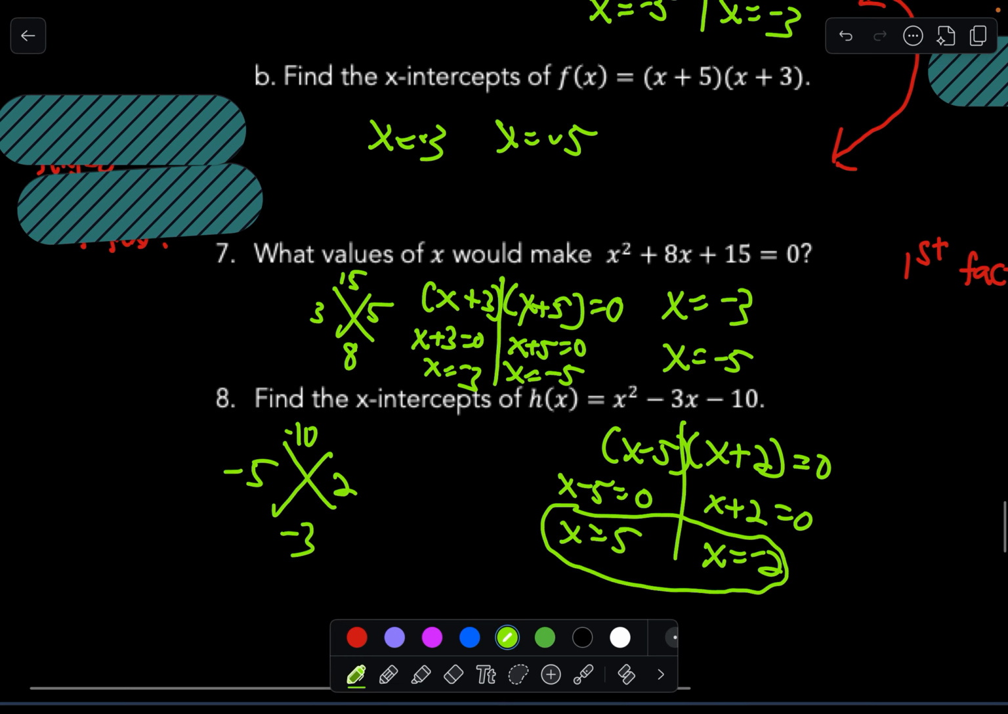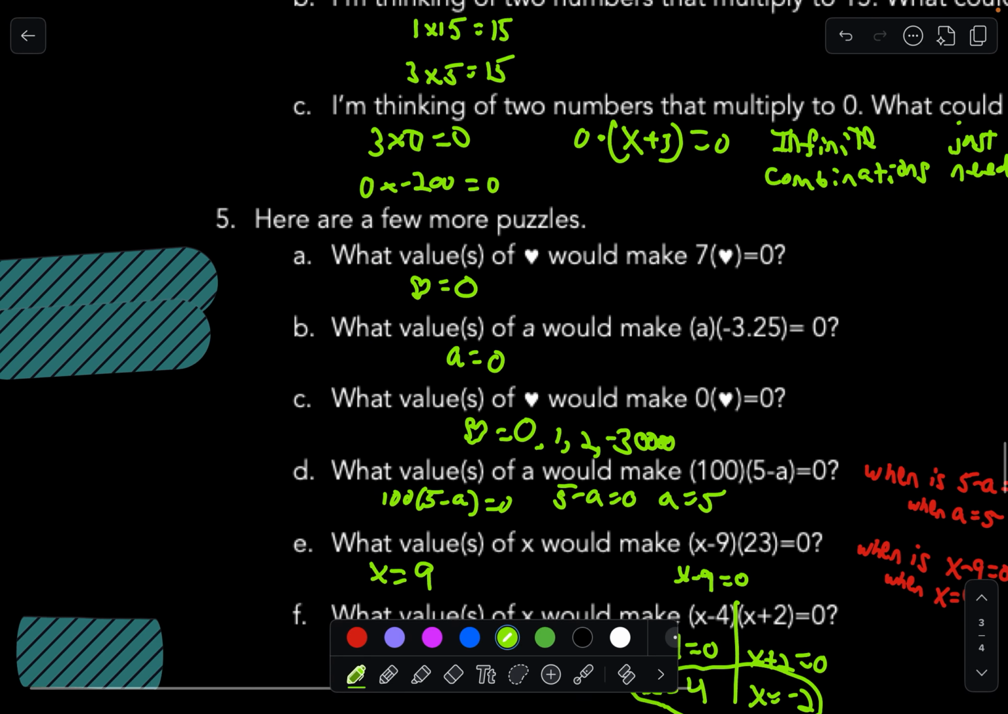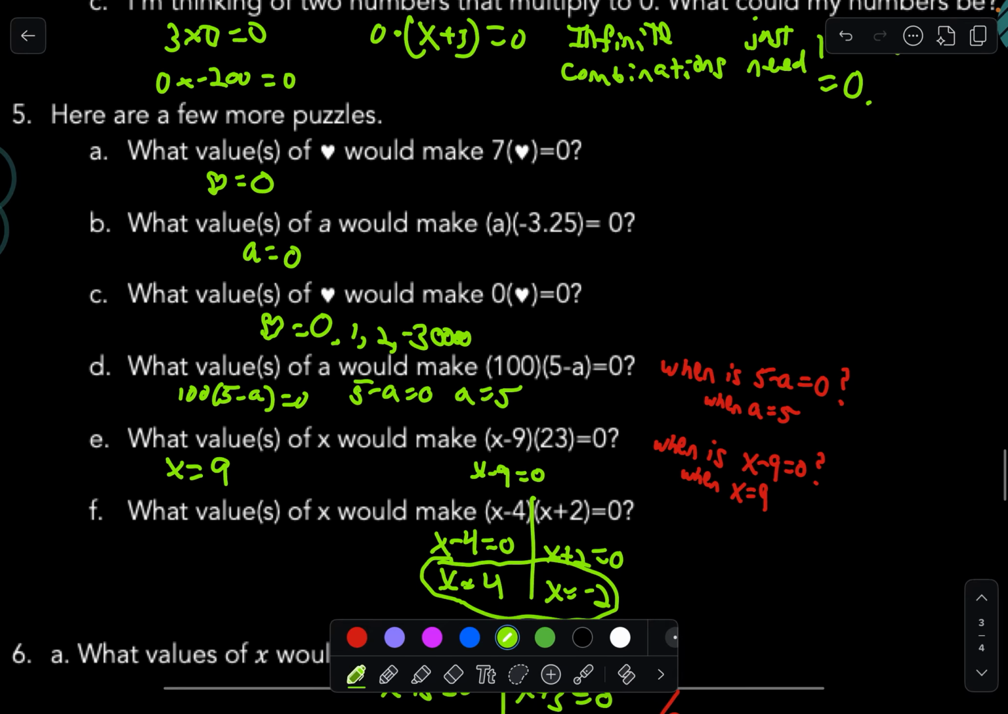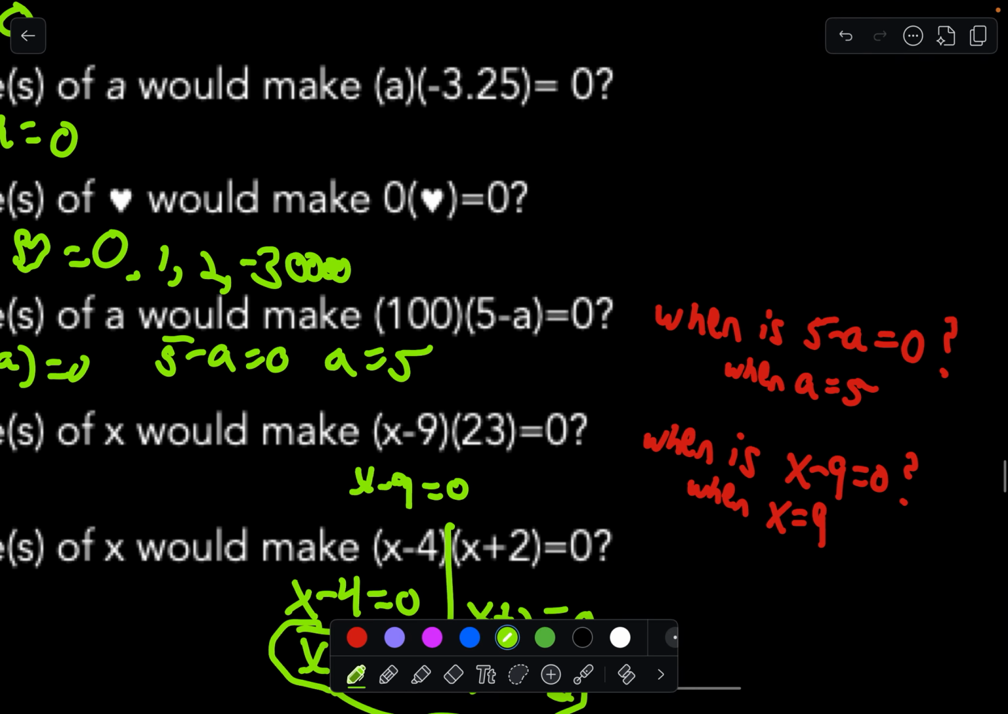All right? So, some of the margin notes. Okay? A product is 0. That's what we got from question 5. If only one of the factors is 0, it doesn't have to be both, just one of the factors is 0. When we're doing this, when is 5 minus A equal to 0? Because 100 times 0 gives you 0. And when is x minus 9 equal to 0? That's when x equals 9.